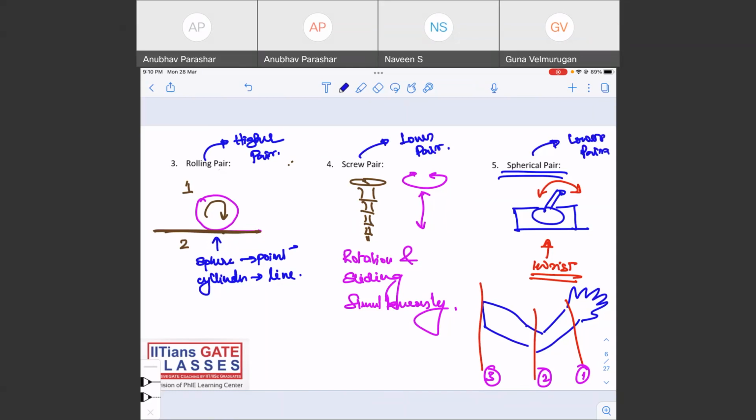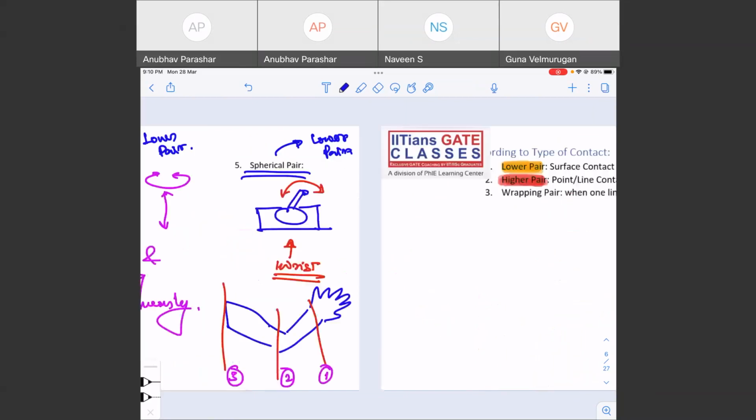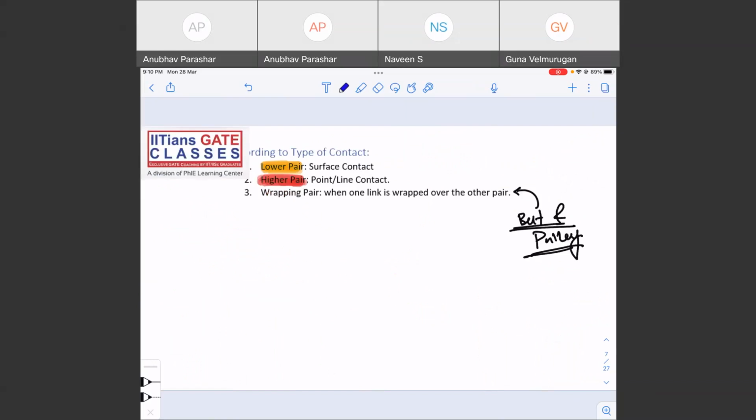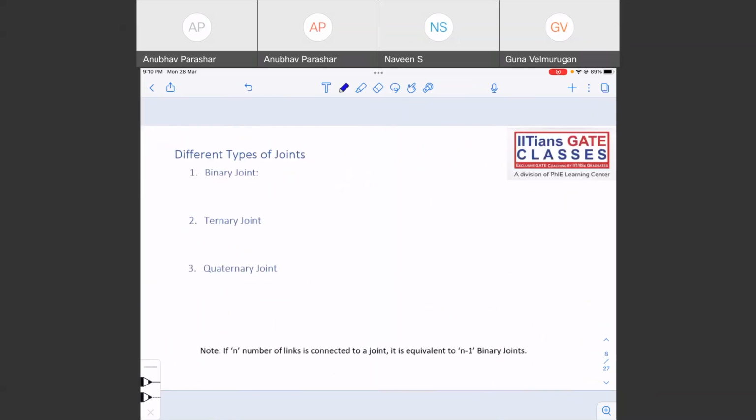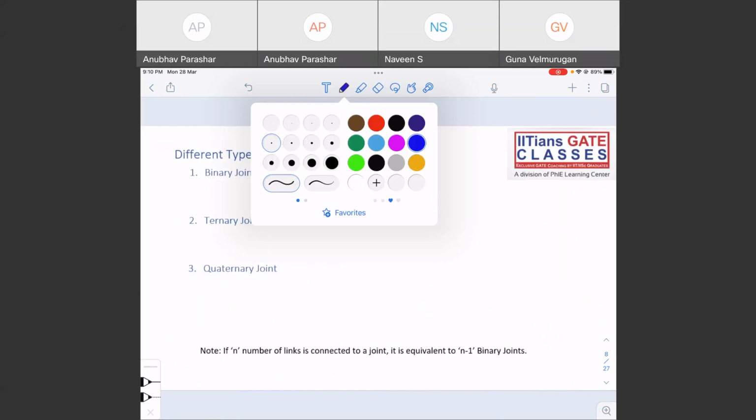Spherical pair, again it is a lower pair, right? So you might have to classify this. Sometimes small 1 mark questions are being asked. So let us now go on to different types of joints.